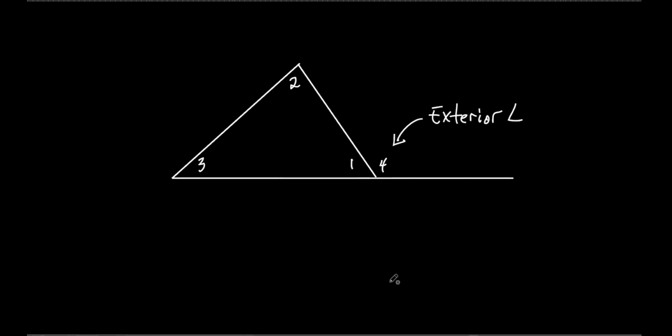Now, what about 1, 2, and 3? They're inside the triangle, so all 3 of those angles are considered what? Interior angles, okay? But I want you to look at angle 2 and angle 3. See how angle 1 is right next to angle 4? And then 2 and 3 are further away from angle 4, right?